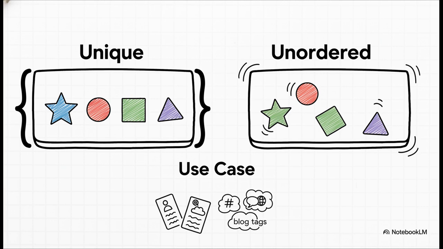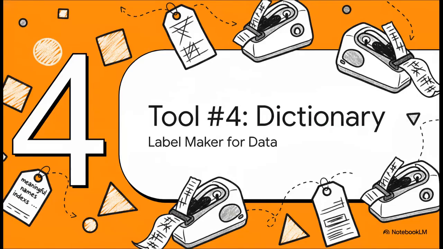So, the set's personality is pretty straightforward. It's obsessed with uniqueness. And unlike a list, it's also unordered. It doesn't care what order the items are in. This makes it absolutely perfect for stuff like getting a list of unique user IDs or finding all the unique tags on a website.